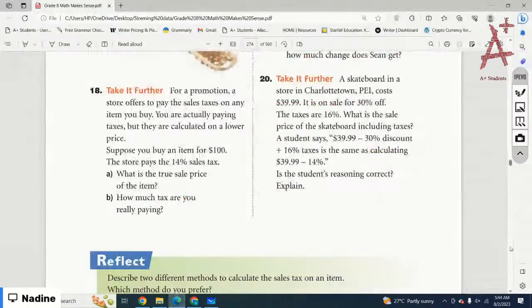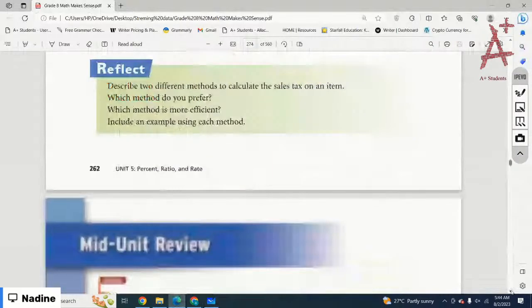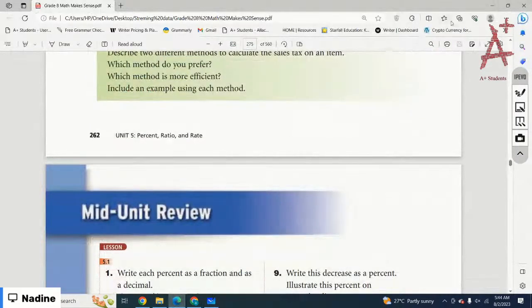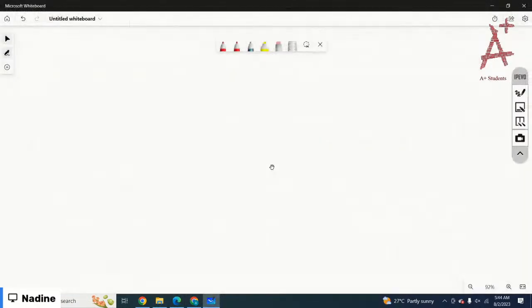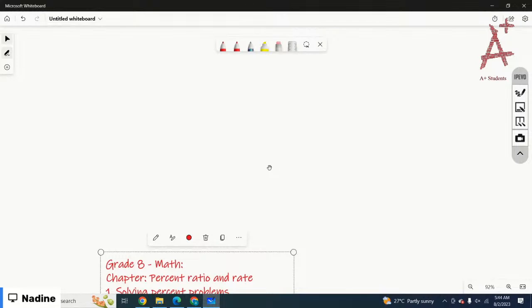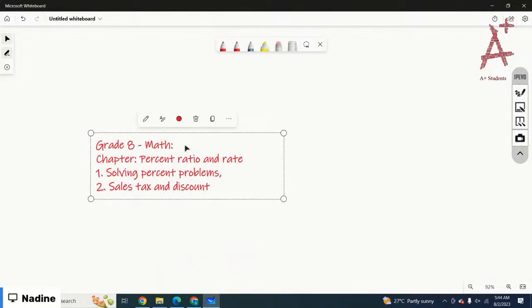Okay, you can complete the lesson by yourself later today. So we are working on chapter 5 from the book. We have covered two of the lessons today. They are from the chapter on percent, ratio and rate. The lessons we have covered are solving percent problems and sales tax and discount.